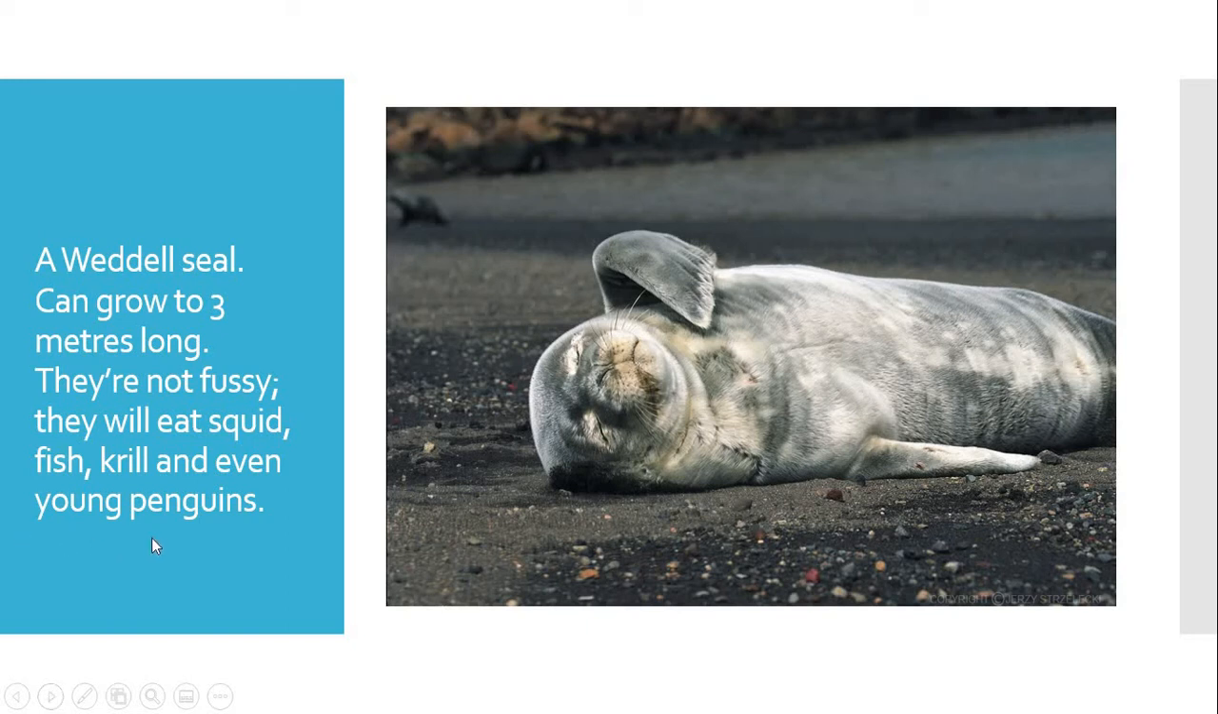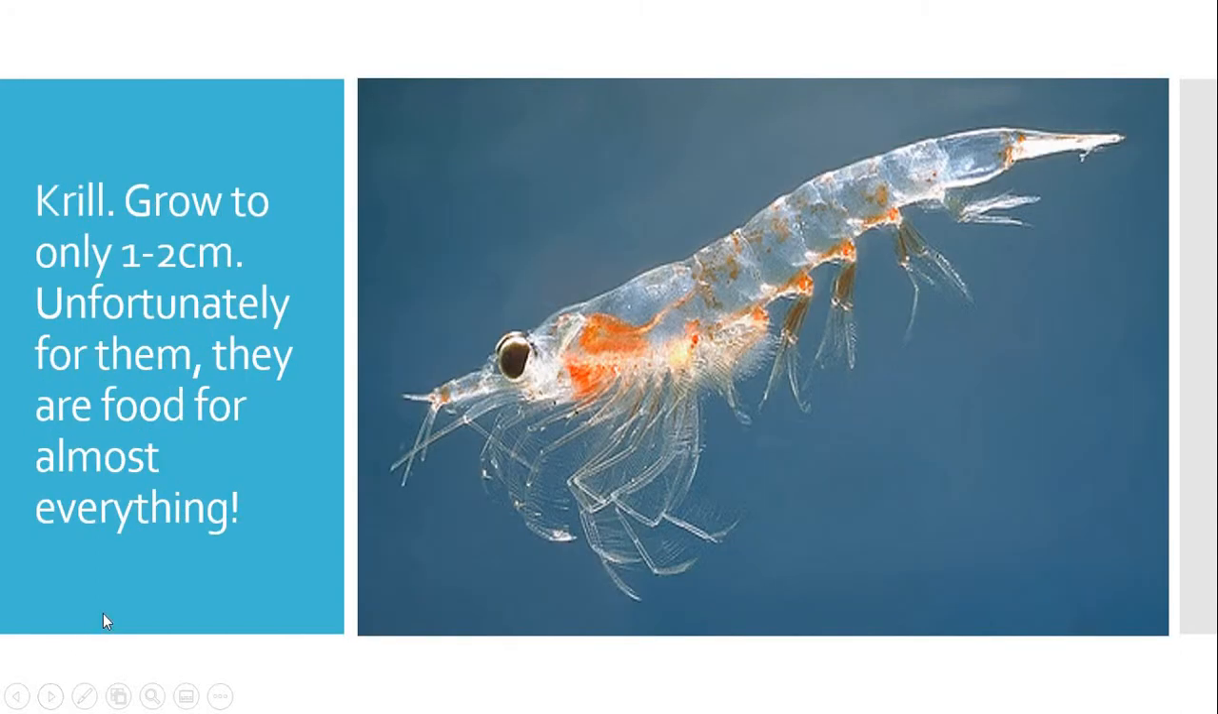So we've got a Weddell seal. It can grow to 3 meters long. They're not fussy. They'll eat squid, fish, krill, and even young penguins. So we've got a few of its different prey there. The krill, which we saw earlier, grows to only 1 to 2 centimeters, very tiny. Unfortunately for them, they're food for almost everything.